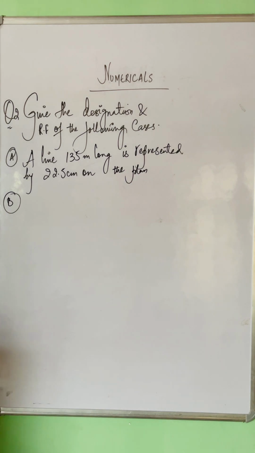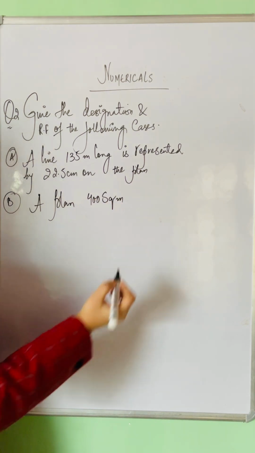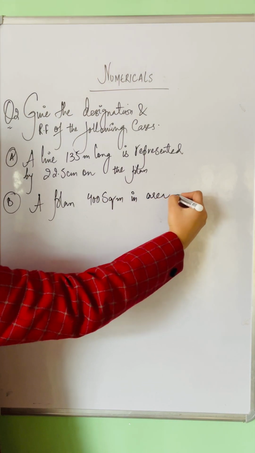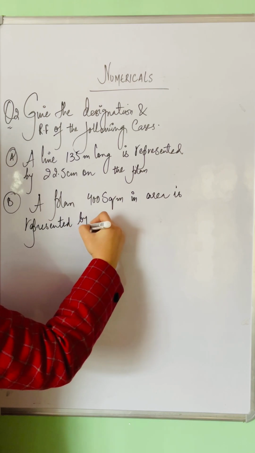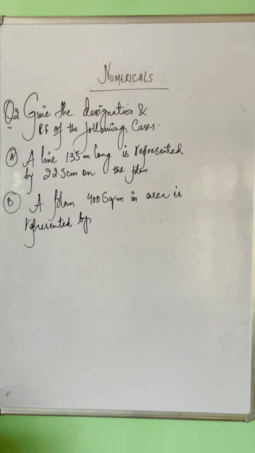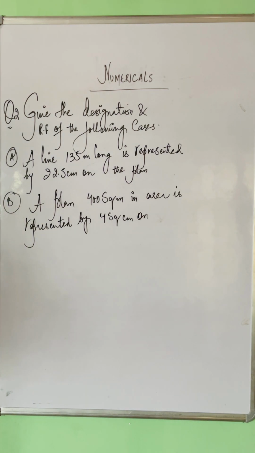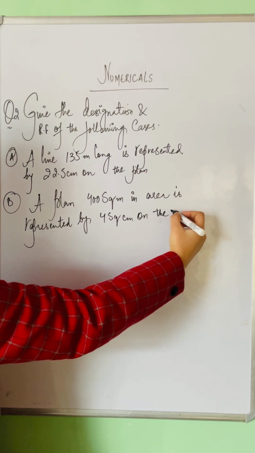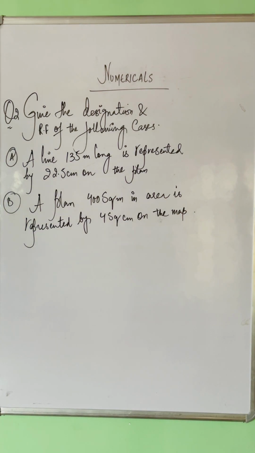And the next case is a plan having 400 square meters of area is represented by 4 square centimeters on the map. Right? It's a plot, not a plan.